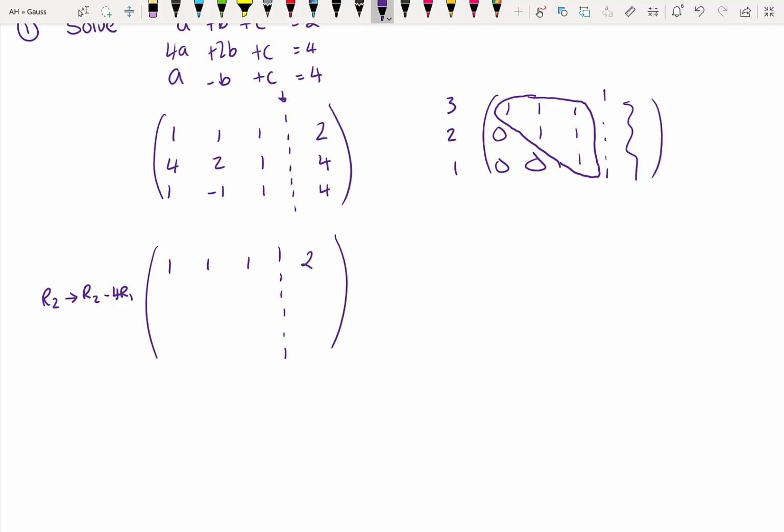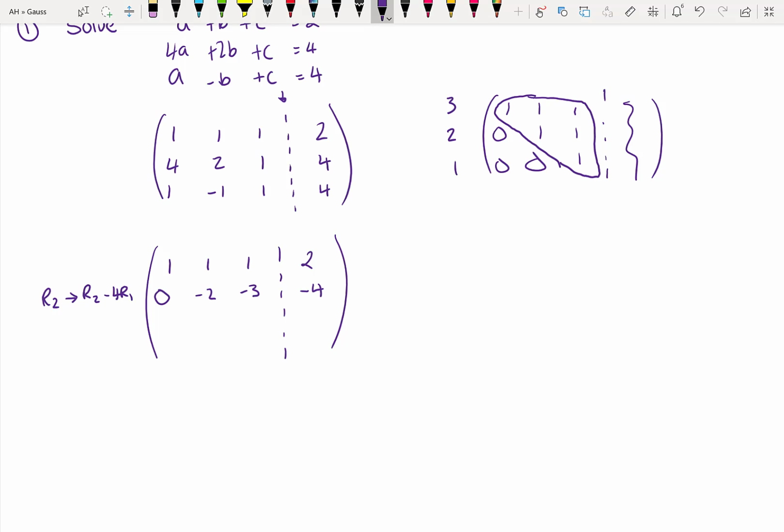Okay, let's start to put these in so we don't lose our place. So, row 2 is 4 minus 4 lots of 1, 4 is 0. We get 2 minus 4 lots of 1 is minus 2. We've got 1 minus 4 lots of 1 is minus 3. And then I've got 4 minus 4 lots of 2 gives me minus 4.